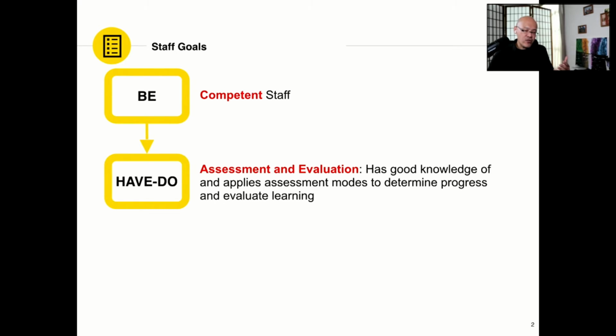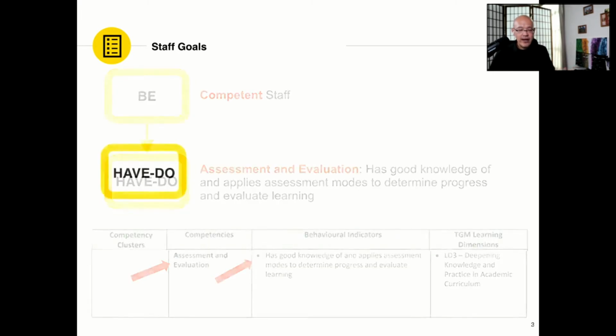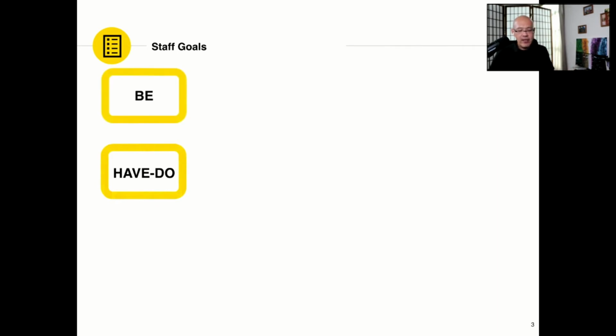Now, where do we get this from? I would always like to advise my SSDs that we default back to our EPMS document. In our EPMS document, you have the competency column as well as the behavioral indicators column. So this is where you can pick up the have, which is assessment and evaluation, and what they must do, which is in the behavioral indicators column. Now, let's take a look at another example here. And this example is where we're talking about an engaged staff.